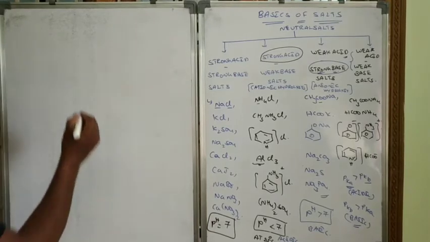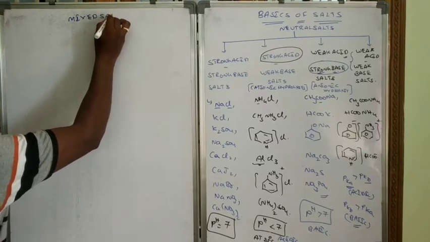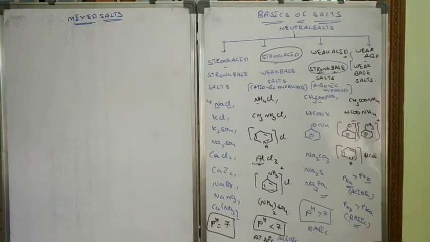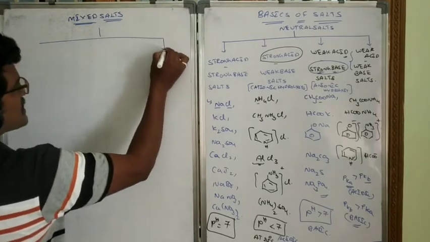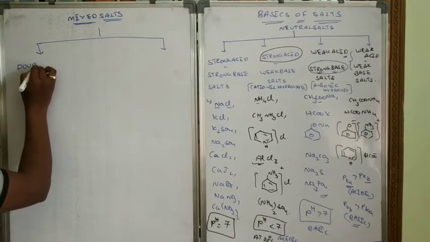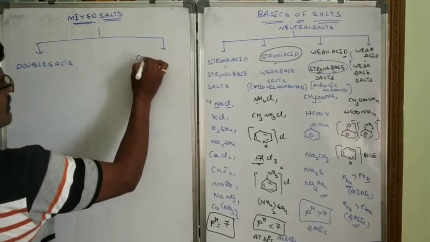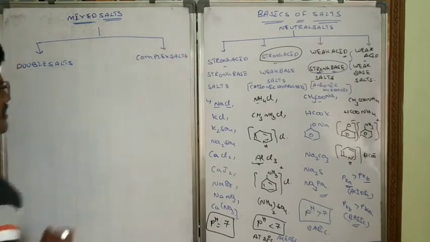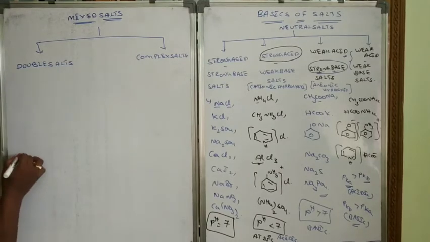Next, let us see mixed salts. We know that mixed salts are classified into two categories, that is double salts and then complex salts. Sir, what are these double salts and then complex salts? Let us see.